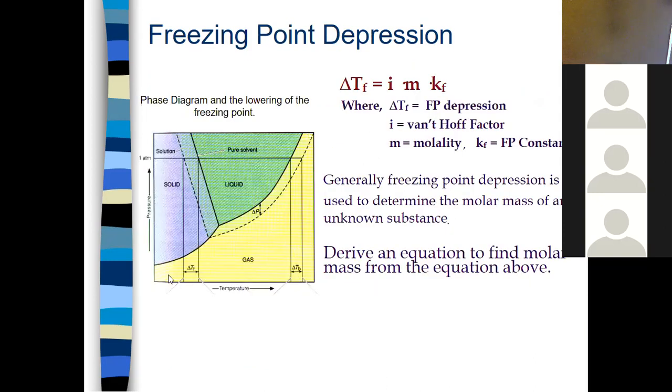So freezing point depression has the same basic formula as boiling point elevation. Delta TF is i times molality times KF. And there you can see the spelling for the Van't Hoff factor. Before you, we're going to derive an equation, as it says there, for molar mass. Before we do that, let's talk about the Van't Hoff factor. What exactly is it?